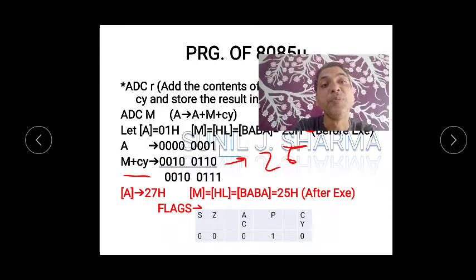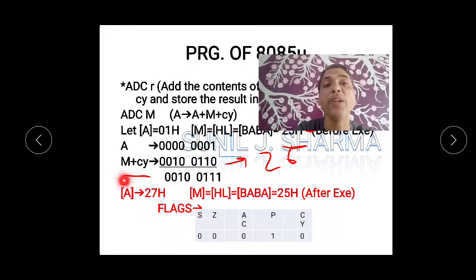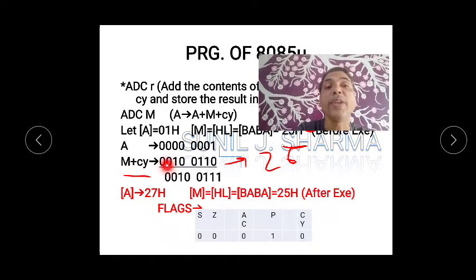Now can you see 1 plus 0 is 1, 0 plus 1 is 1, 0 plus 1 is 1, 0 plus 0 is 0, no auxiliary carry, 0 plus 0 is 0, 0 plus 1 is 1, and I think these two are 0. So your answer is 27 in the accumulator. So the accumulator will be updated, memory will be the same, that is 25. Now there are no carries, that's why the carry flag is reset.